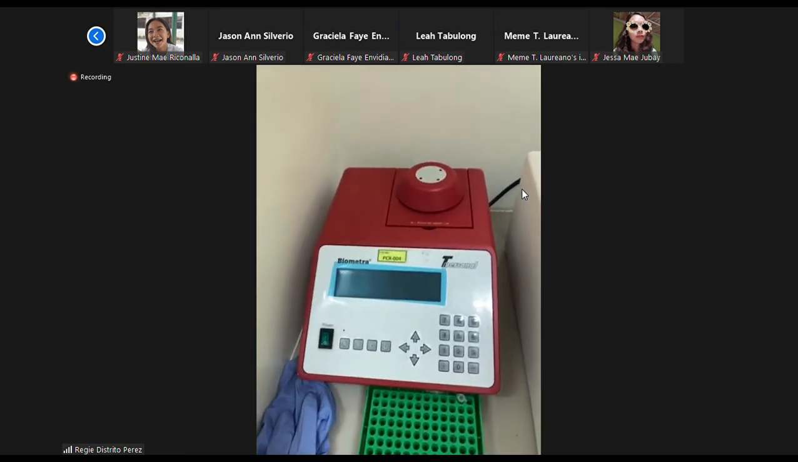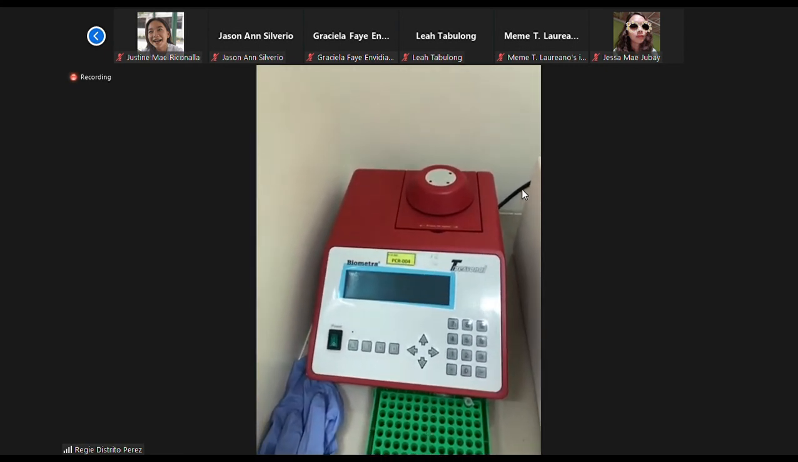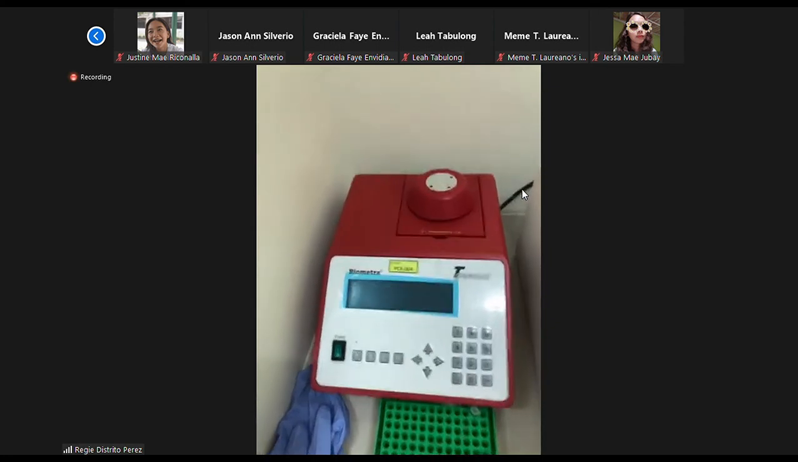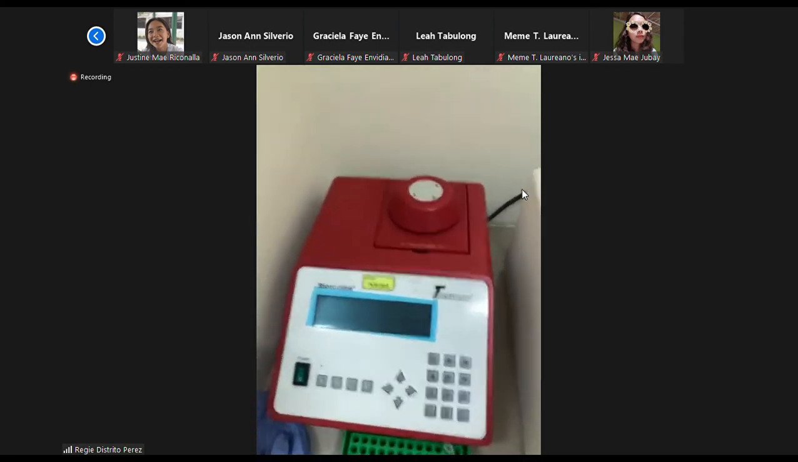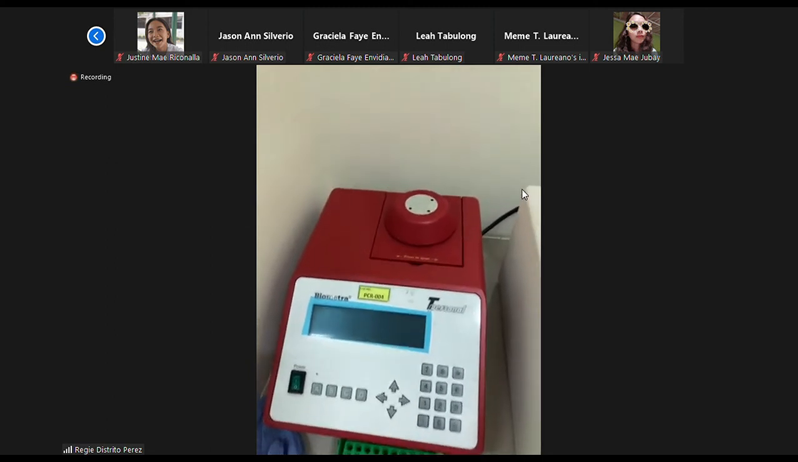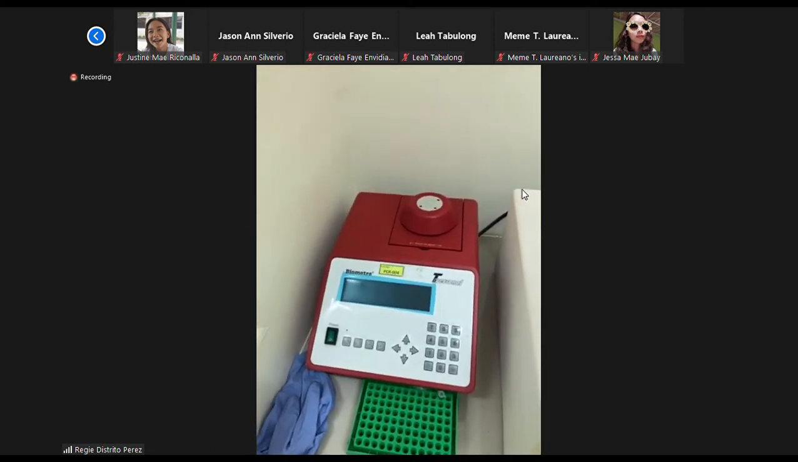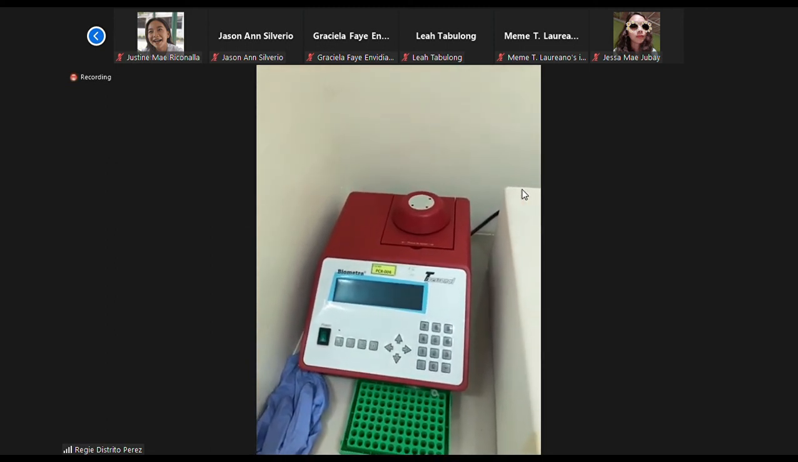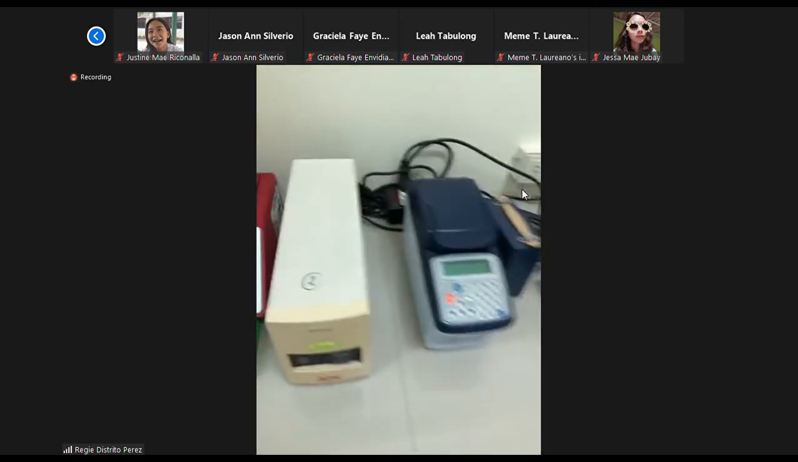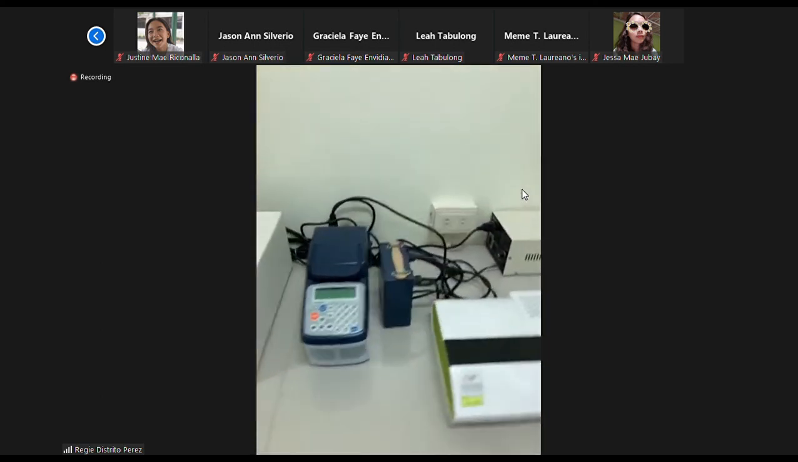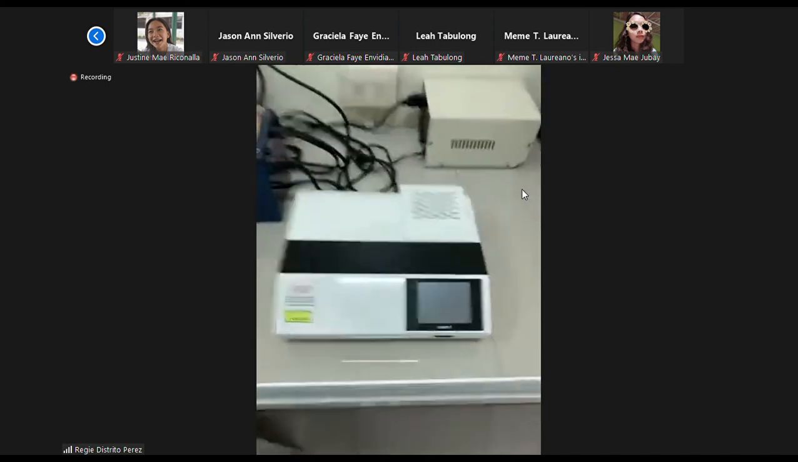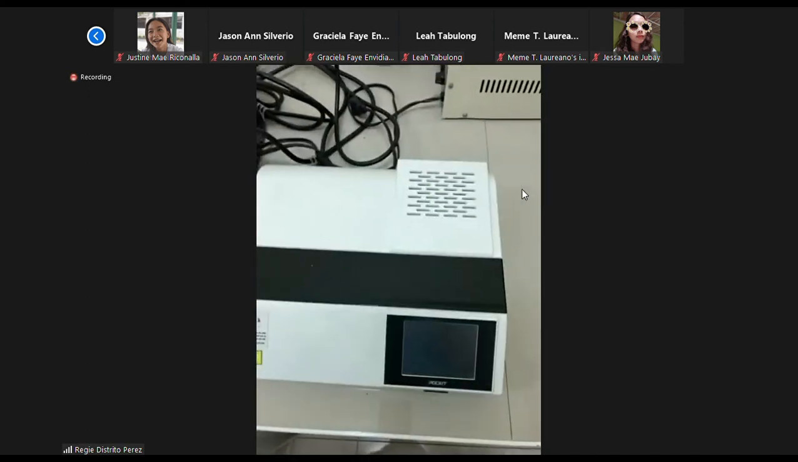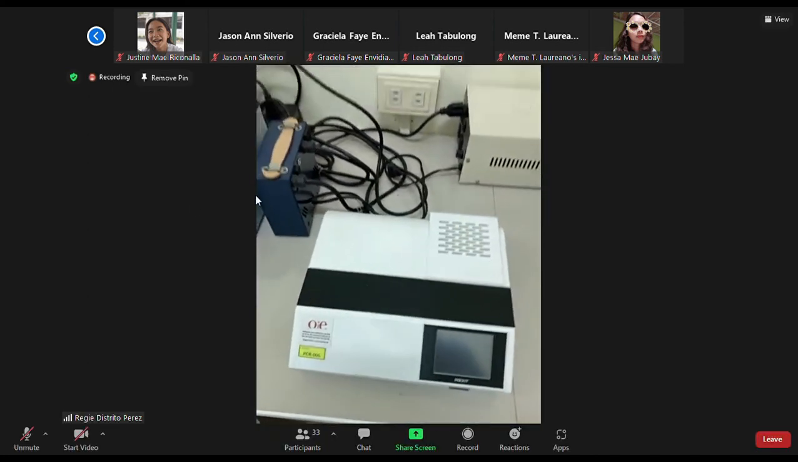But of course, mayroon na siya conditions like temperature. So, i-set up na siya, may program na siya. Number of cycles per minute. So, okay na? Kita na ka mo PCR machine? Alright. We have 4 units actually in this room. Okay na, Reg?